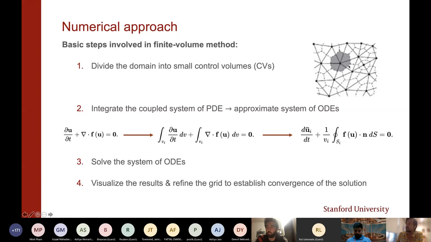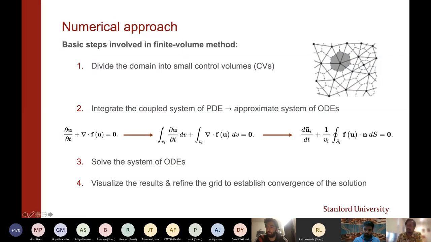If you consider this as a control volume, you integrate this here. Using the Gauss divergence theorem, you can convert this volume integral into a surface integral. And you can take this integral inside the time derivative and find an average for the velocity inside this control volume. So now you have a system of approximate ODEs, which you can solve using standard ODE solution techniques like Runge-Kutta or Euler time stepping methods.